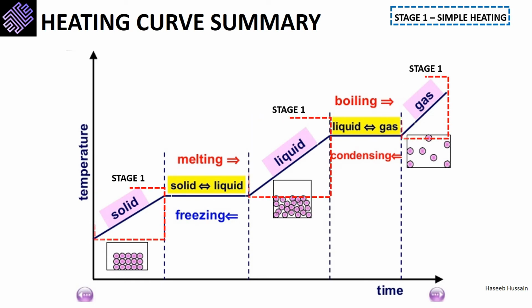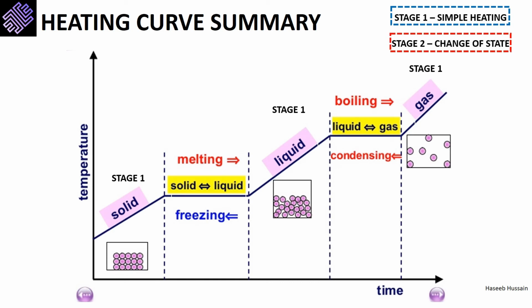First, let's discuss stage 1. In stage 1, the matter is simply heated. The temperature of the substance rises. This is marked by red lines. As no change of state is happening, the potential energy remains constant. Kinetic energy is increasing during this time, but the original state of matter is still intact.